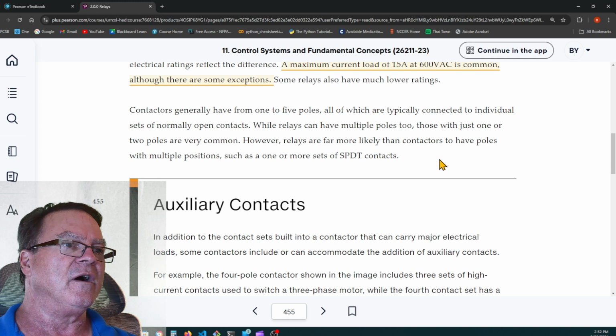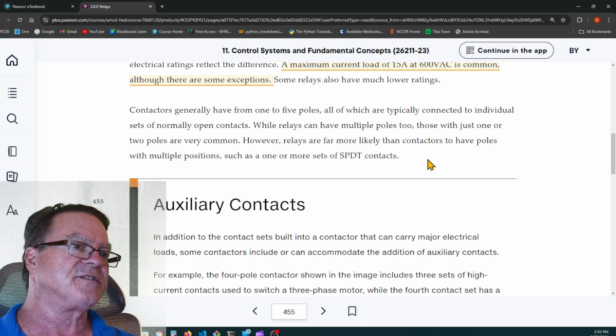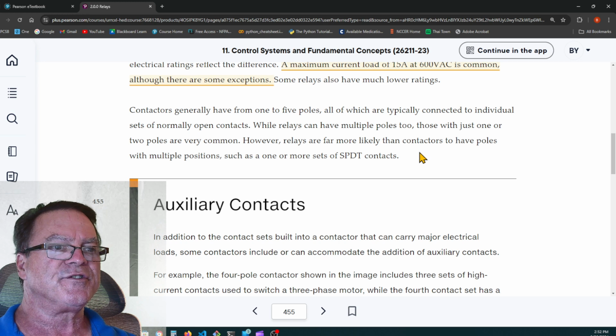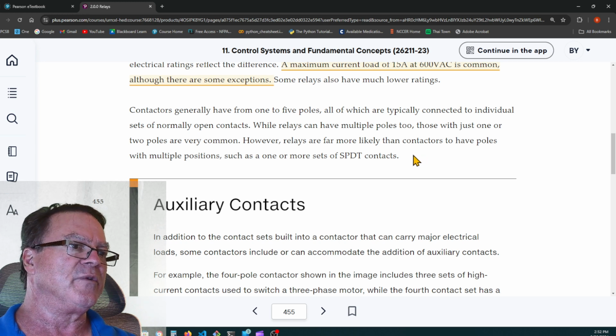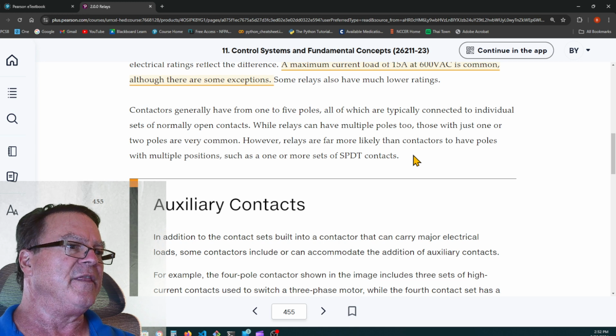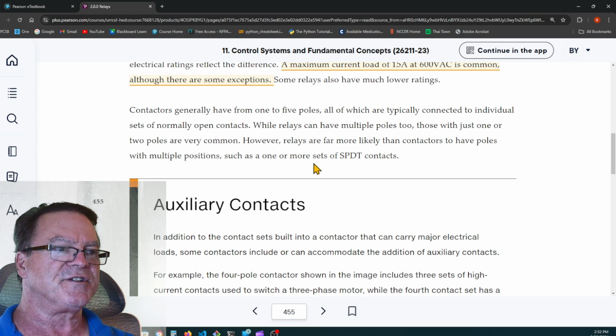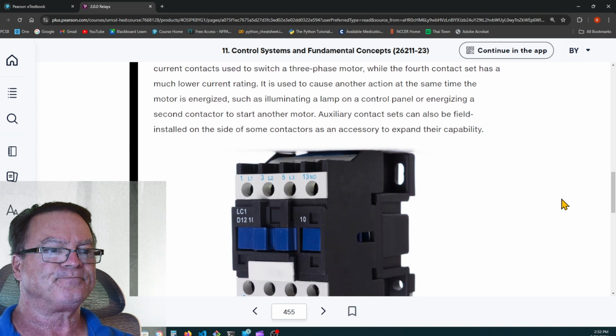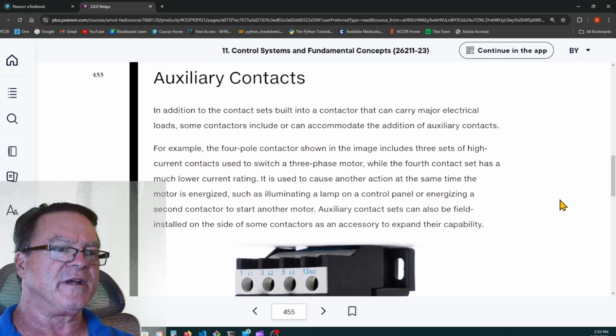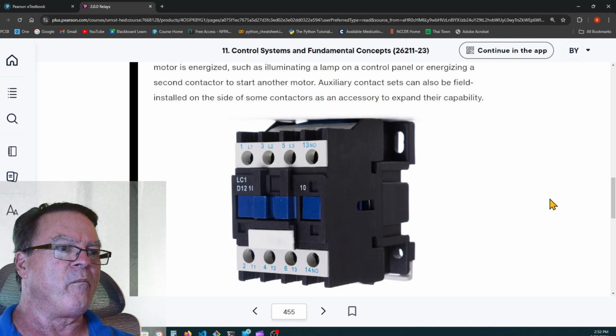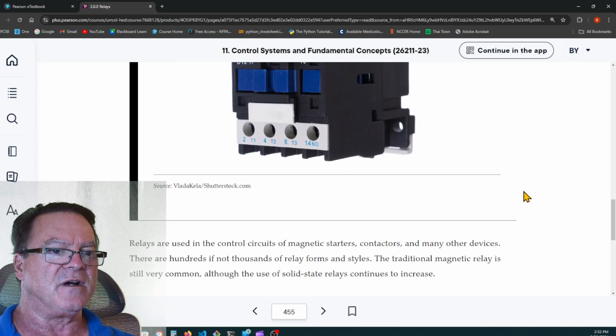Contactors generally have from 1 to 5 poles, all of which are typically connected to individual sets of normally open contacts. While relays have multiple poles too, those with just 1 or 2 poles are very common. However, relays are far more likely than contactors to have poles with multiple positions, such as the one shown with more sets of single-pole double throw contacts. So here's auxiliary contacts. And I think they're showing us that 1314 is an auxiliary contact on this contactor.